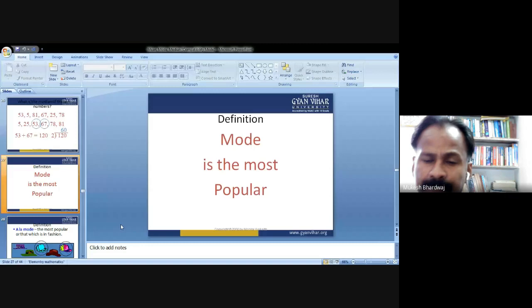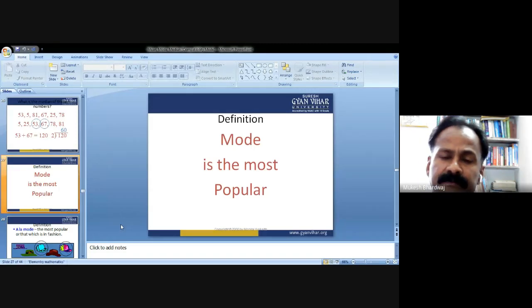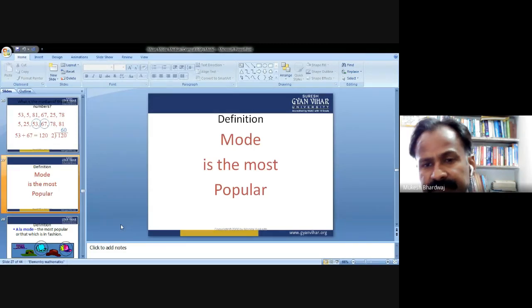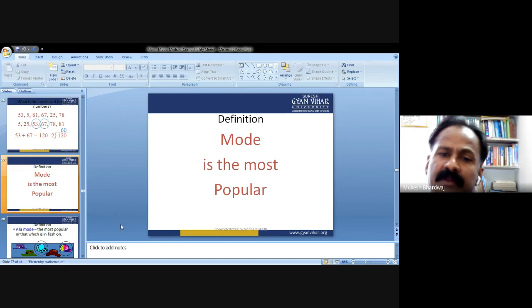And exact also. Most popular means, if I'm talking about the data, this is the dictionary meaning of mode. Mode is the most popular. But if I'm talking about the data or in terms of statistics, mode is the most repetitive value. जिसकी फ्रीक्वेंसी सबसे ज्यादा होगी उस नंबर को हम मोड बोलेंगे.